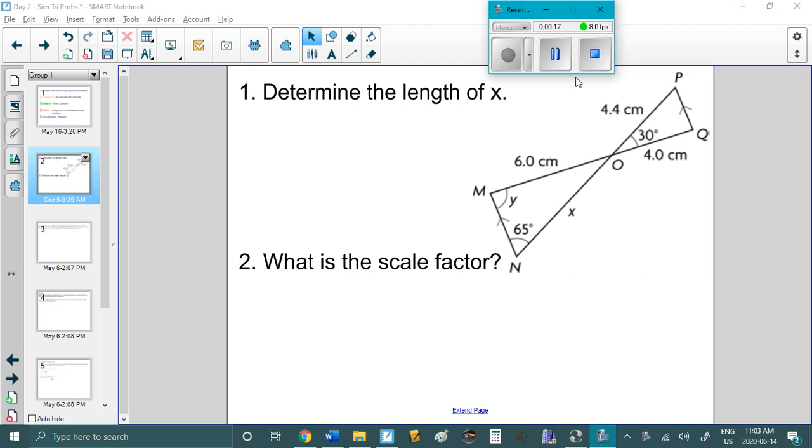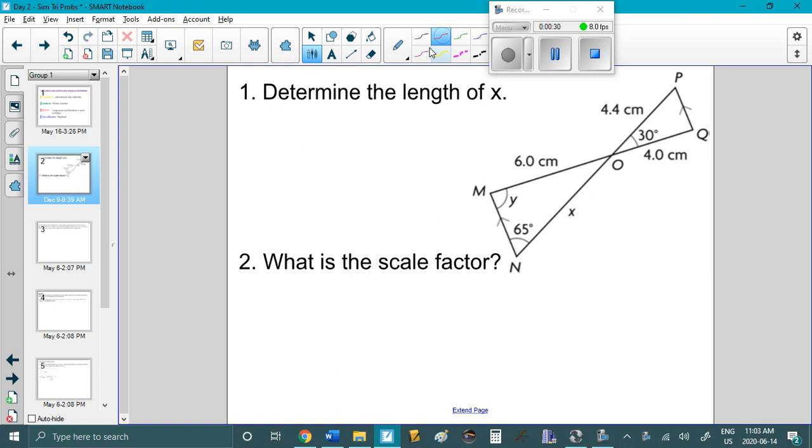I would love for you to pause, solve the question, and then come back and check if your answer is correct. Okay, so I'm assuming that you've paused, or hoping that you paused at least. So what we have to do first is figure out how these two triangles are similar. I'm just going to say triangle MNO is similar to, and now I'm going to figure out how they're similar.